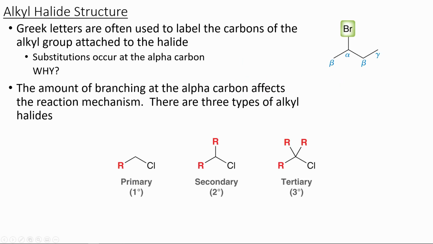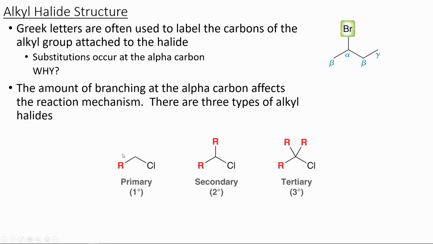We often use Greek letters to label the carbons. And this is not just for alkyl halides, but also for other functional groups like ketones or alcohols. So the carbon directly attached to the functional group of interest would be the alpha carbon. The carbon directly next door would be a beta carbon, and further away would be gamma.